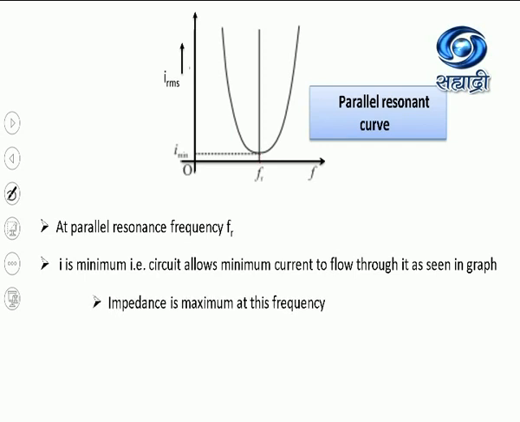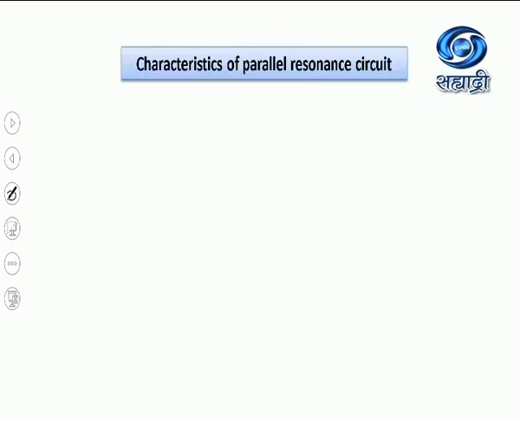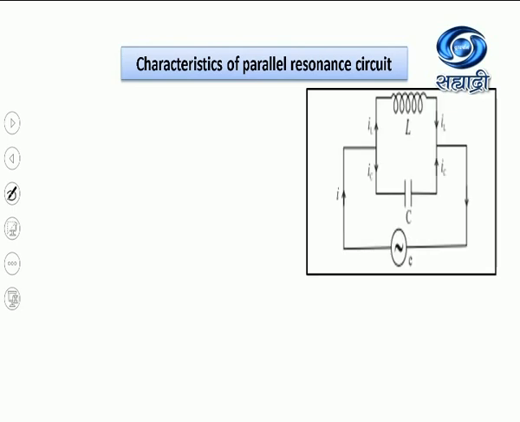Impedance of the circuit is naturally maximum at this frequency. This circuit is called parallel resonance circuit. Parallel resonance circuit is very useful in wireless transmission, radio communication and filter circuits. What are the characteristics of parallel resonance circuit?